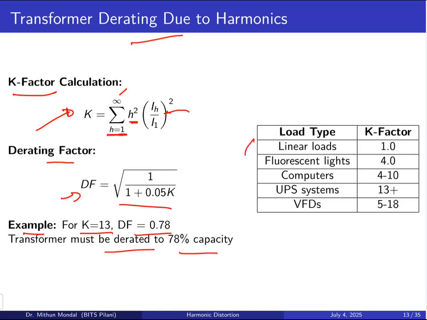Depending upon what load you are using, whether it is a linear load, fluorescent light, computer, UPS system, or VFDs, you can have different K factors associated with it, so that you need to derate the capacity to control these harmonics.